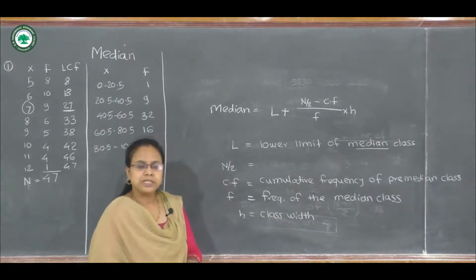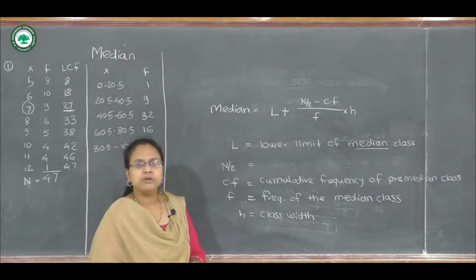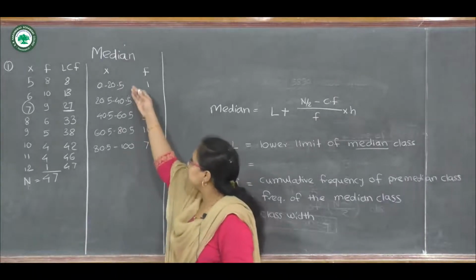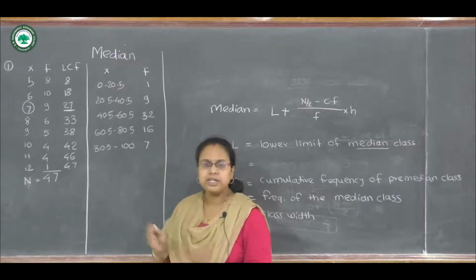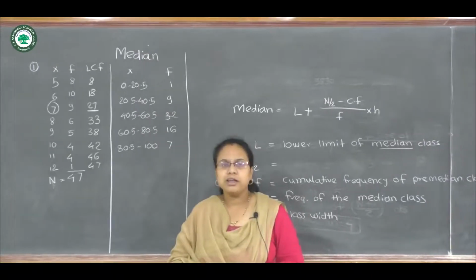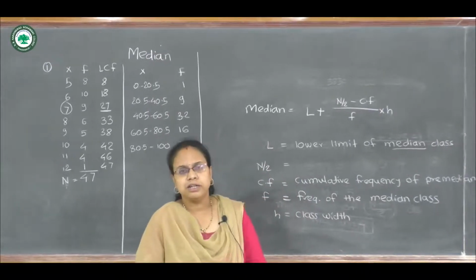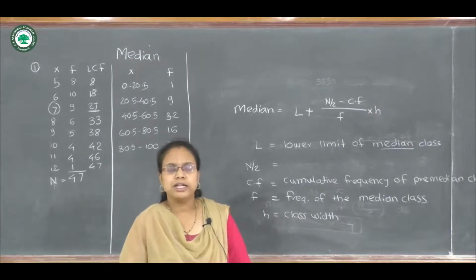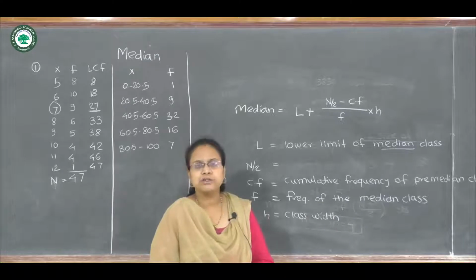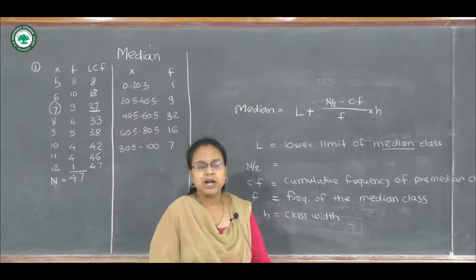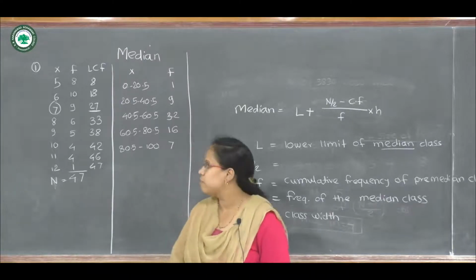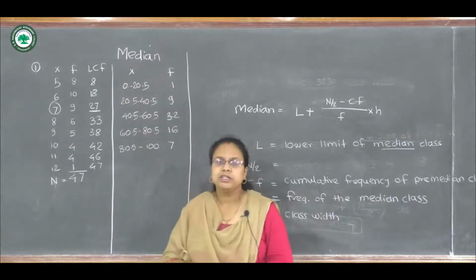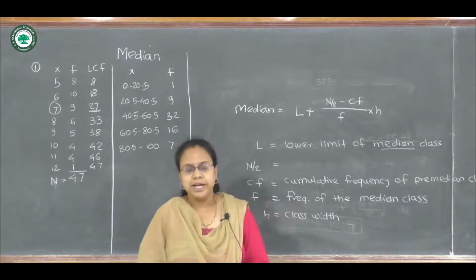So there are some steps. First step is we have to check the data type. If it is given like that, we can calculate easily. But if we are not given exclusive classes, then we have to first convert the data into exclusive classes. Then we have to write in the form of class boundaries. So here the class boundaries are given.